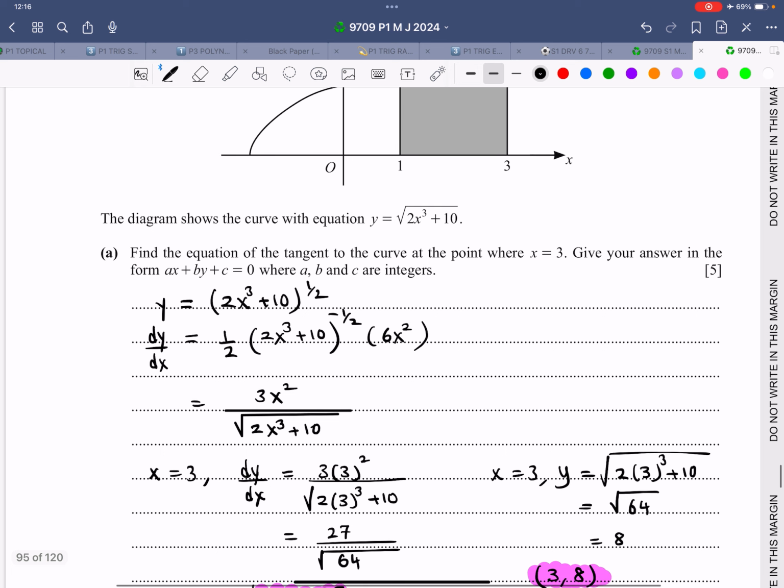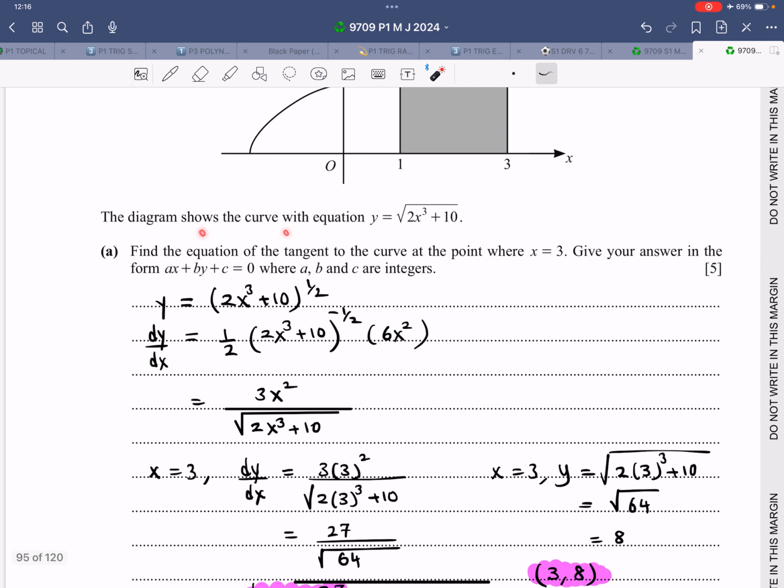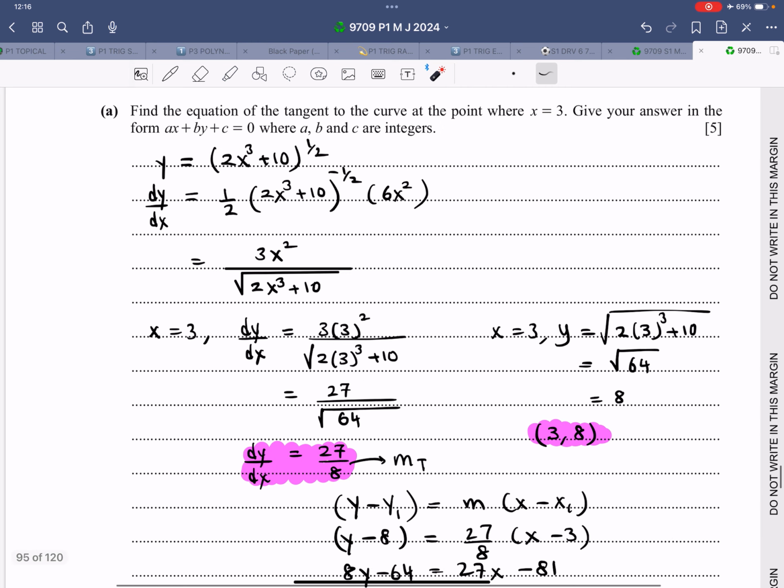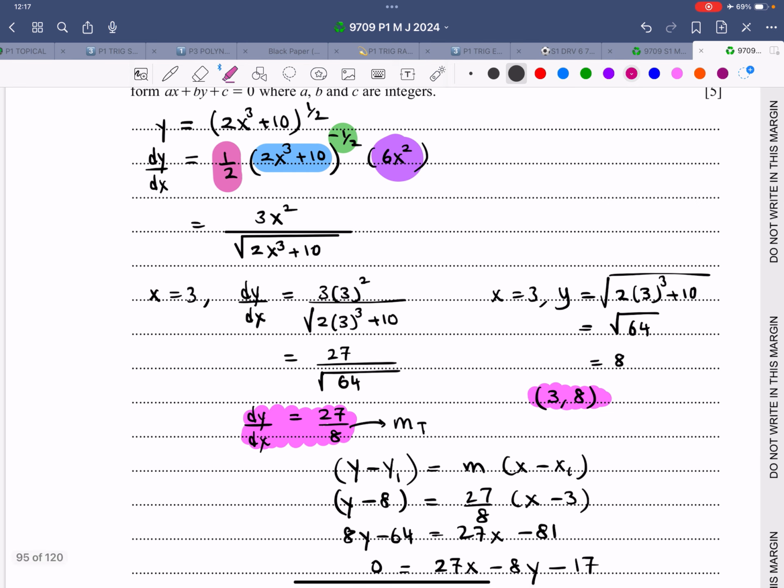So now the first part, it says the diagram shows the curve with this equation. Find the equation of tangent to the curve at the point where x is equal to 3. We have to give the answer in this particular format. This is why it is written without the square root, with the index. Differentiation is done. Chain rule. Take the power down. Bracket remains as it is. And power reduces by 1. Don't forget to multiply the derivative of the bracket. And this is dy by dx that you get right over here.